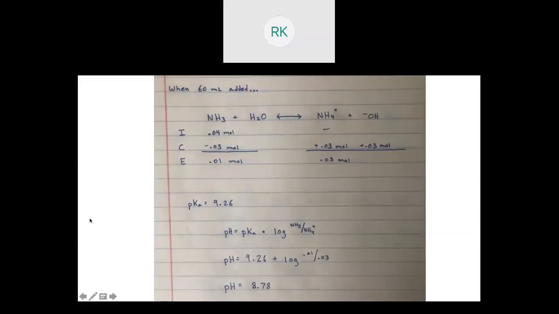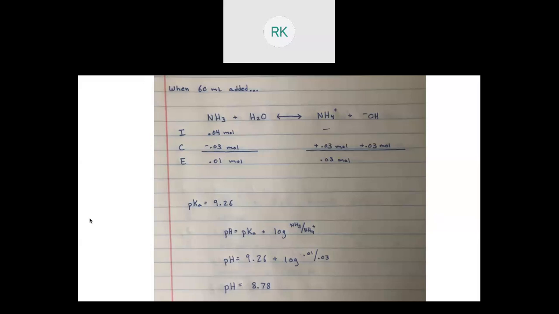Okay, and we'll see the same thing when we add 60 milliliters, because we're still at, or defined as, before our equivalence point. And so what we do is we start by writing our initial amount of ammonia, which again will not change from one part of this problem to the next. But our change this time, because we have 60 milliliters of acid added, we're actually adding 0.03 moles of H plus, or acid. And so again, we'll add that to the product side because we want equal amounts of hydroxide to cancel out that H plus being added. And that gets us equilibrium amounts of 0.01 moles of ammonia and 0.03 moles of ammonium.